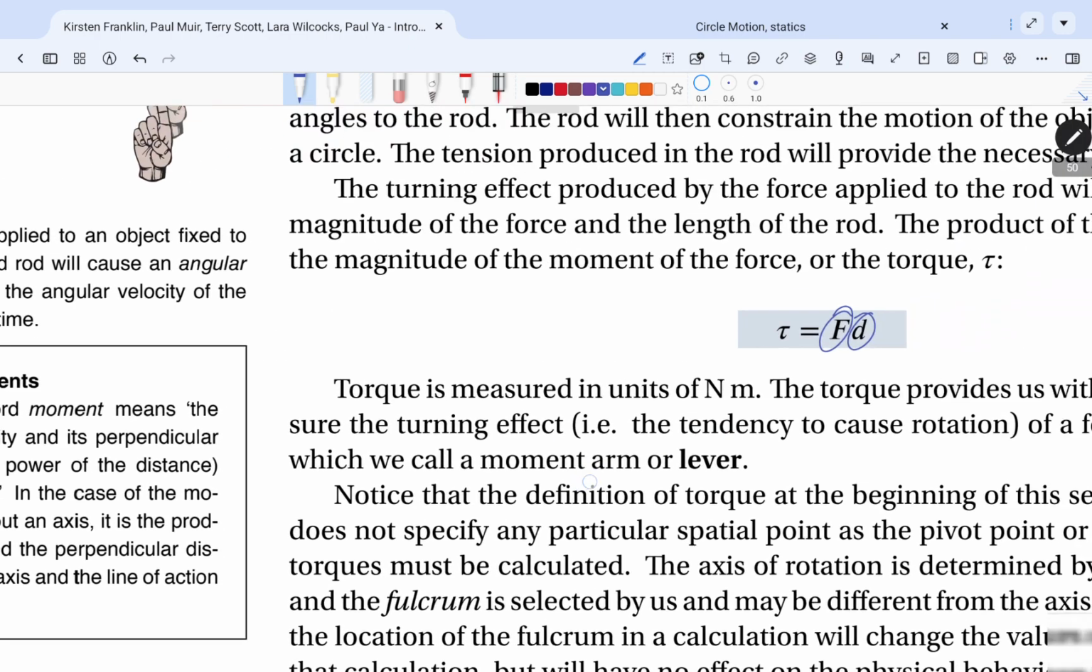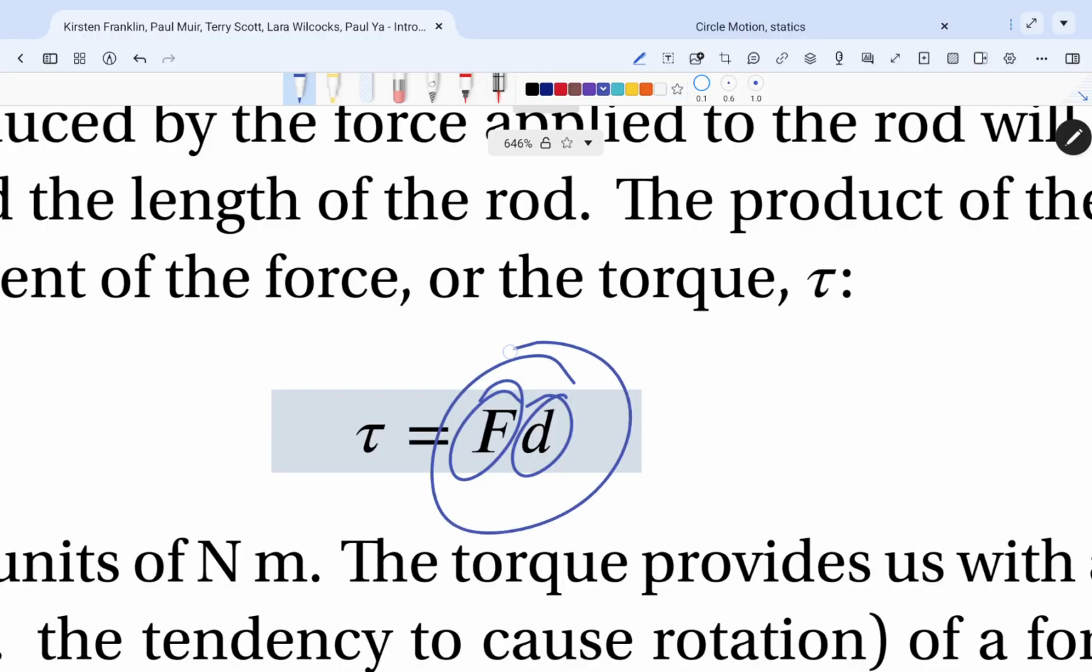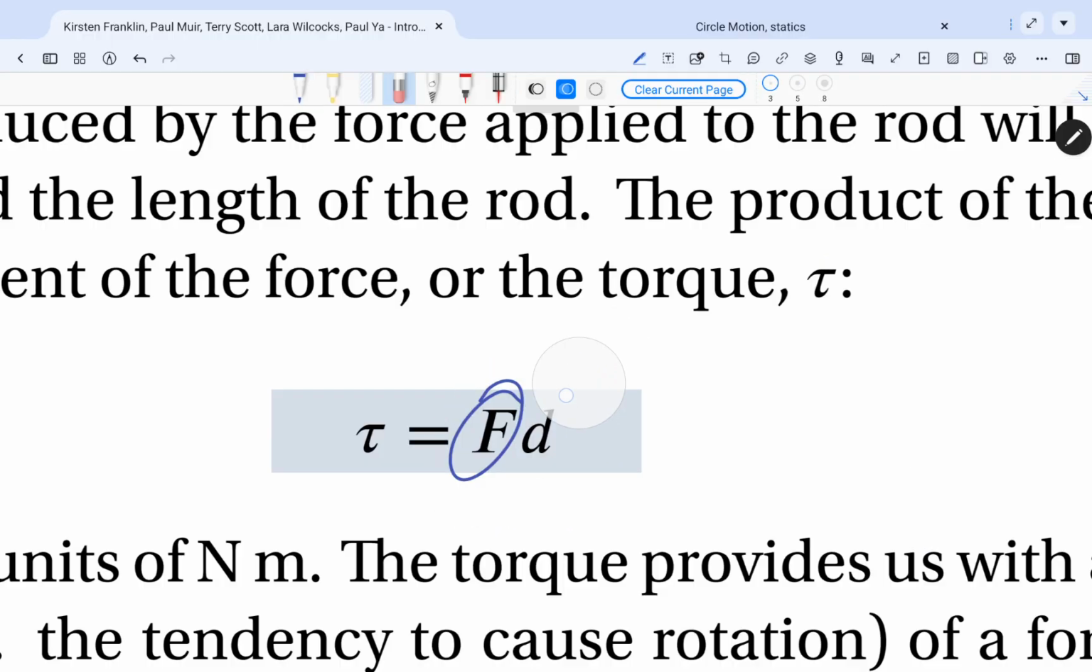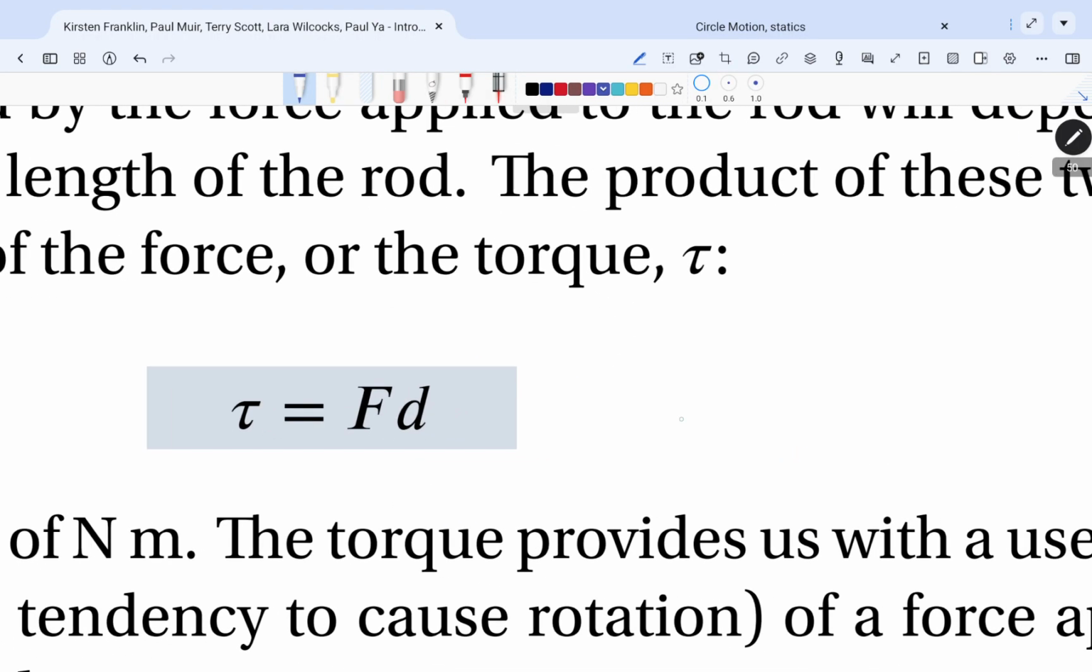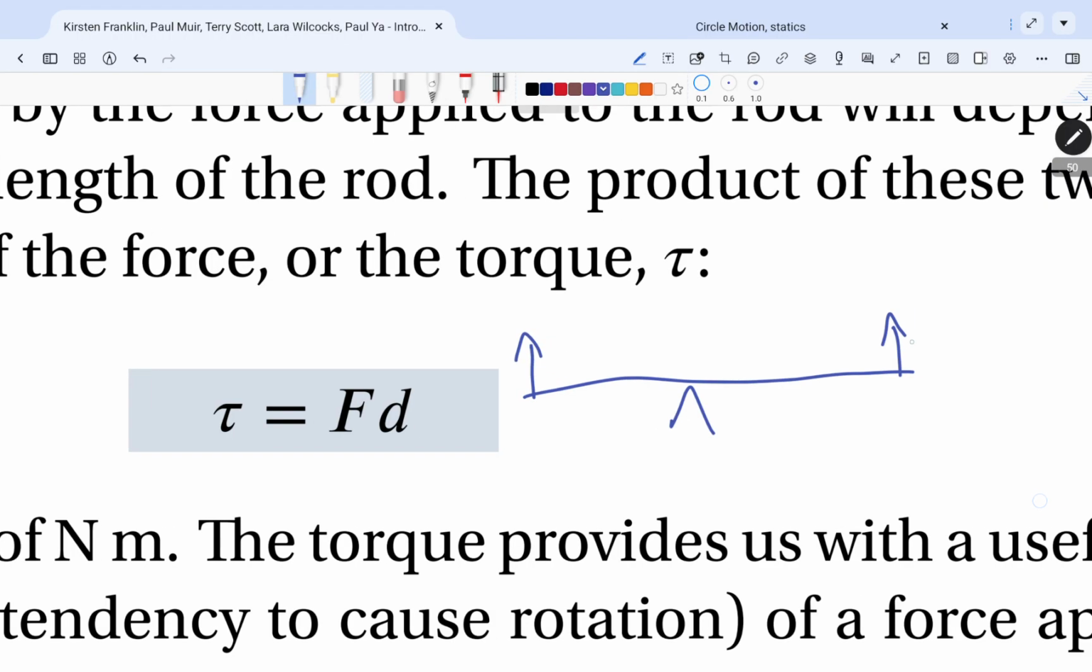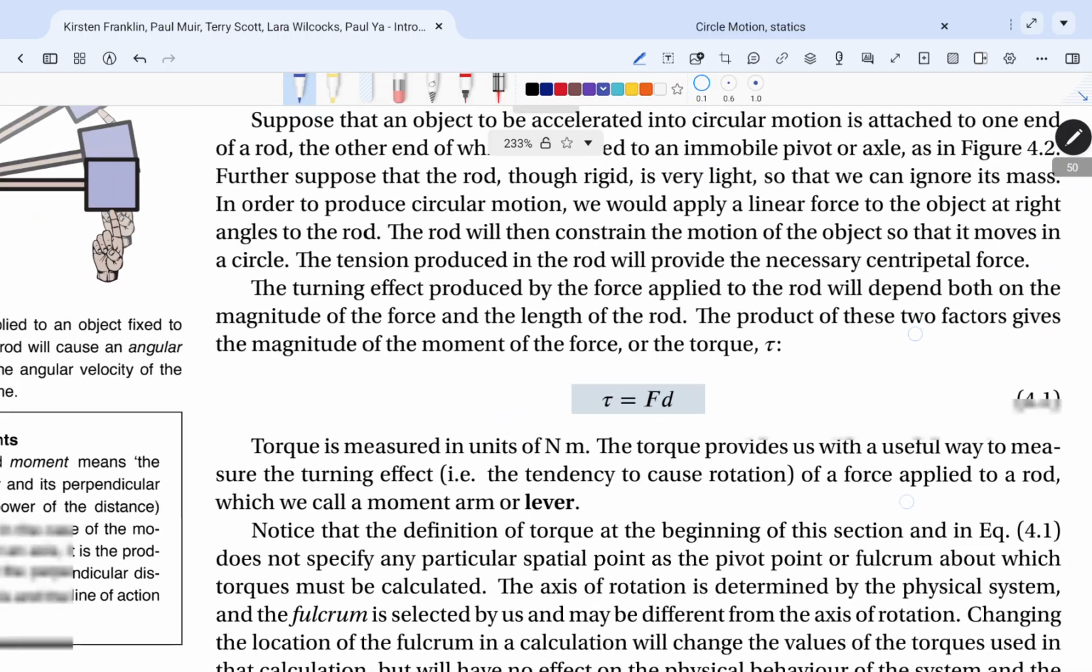Such a horrible definition, right? This is the moment. It's basically another way of saying force. So if you have a seesaw like this, if a force was acting like this, that's one moment. And if a force was acting like this, that's another moment. That's what moment means. Very horrible definition, very horrible word.